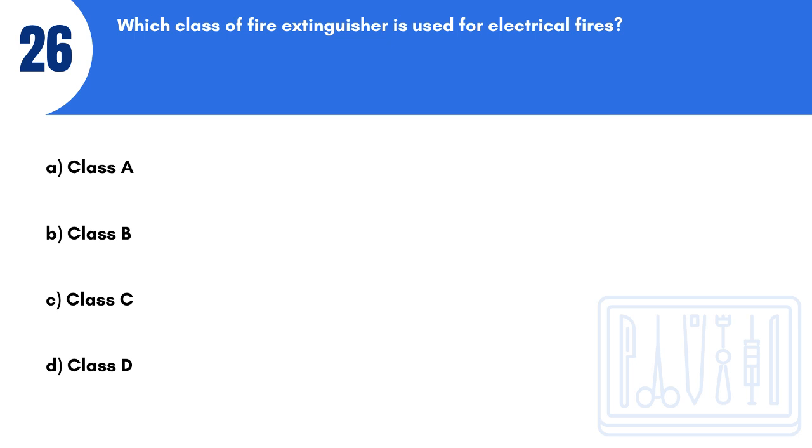Question 26. Which class of fire extinguisher is used for electrical fires? A. Class A. B. Class B. C. Class C. D. Class D.